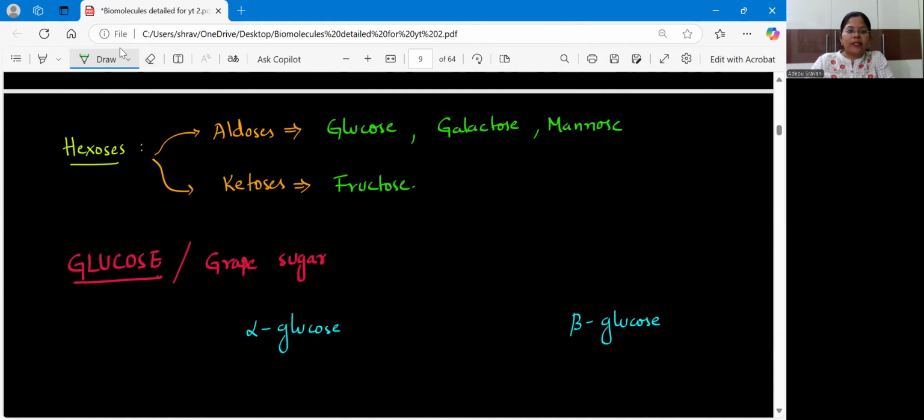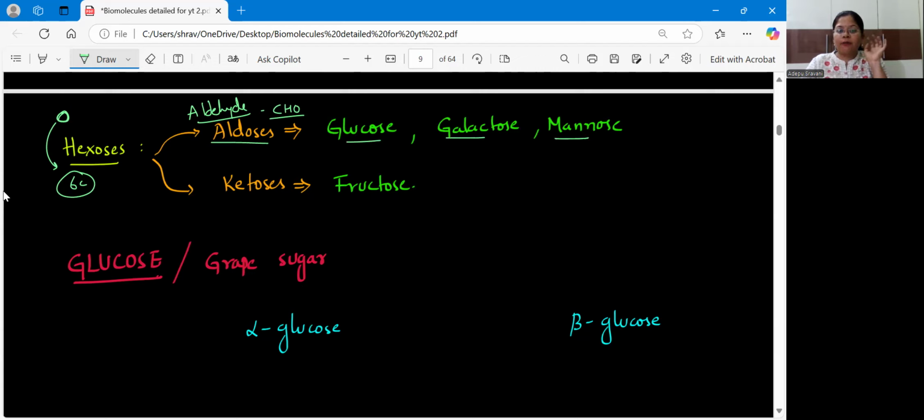Now, the next example of the monosaccharide is hexoses. Hexoses, as we have already discussed, have 6 carbons. Okay, a monosaccharide with 6 carbons. Hexoses can be of 2 types based on their functional group. If aldehyde is present, which is nothing but CHO, then such hexoses we call aldoses. Examples will be glucose, galactose, mannose. If the ketone is the functional group, which is nothing but CO, then it will be ketoses.